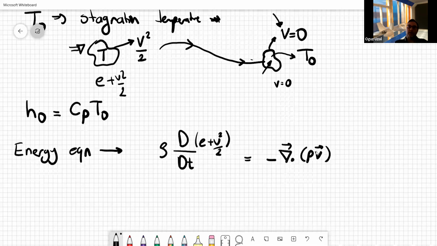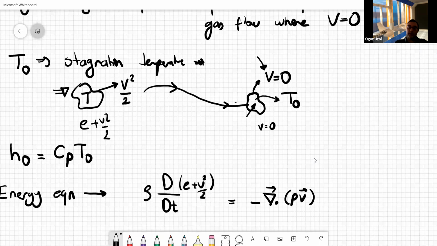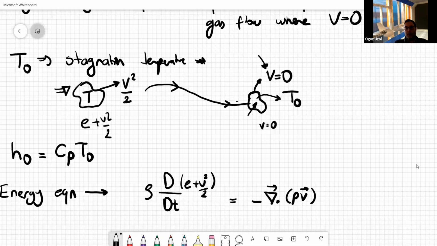One thing that I forgot to mention, and it was extremely important. Look, when we were doing this process, meaning slowing down this fluid particle to zero velocity, to stagnation condition, the temperature it reaches at that instant will be T0, right? That's how I described it. However, there is a trick to this. We have to be careful, which I forgot to explain to you.